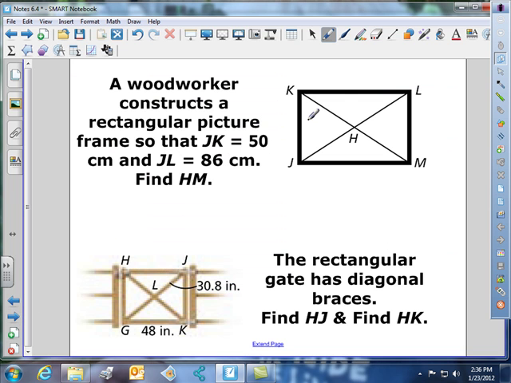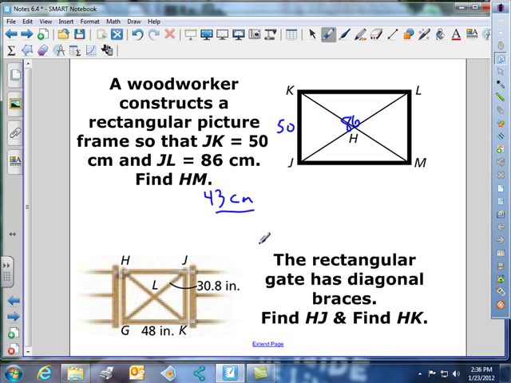So let's look at some things here. So here's an example. It says a woodworker constructs a rectangular picture. So we've got a rectangle. So the JK is 50 centimeters and JL is 86 centimeters. We are to find HM. Well, if we're to find HM, we know that JL is 86 centimeters, meaning KM, since it's a rectangle, is also 86 centimeters. Therefore, HM would be half of that. That would be 43 centimeters.